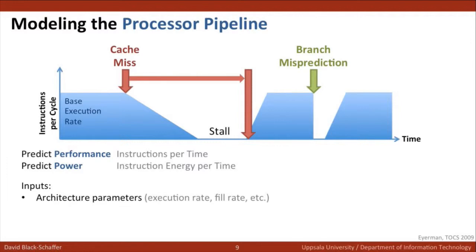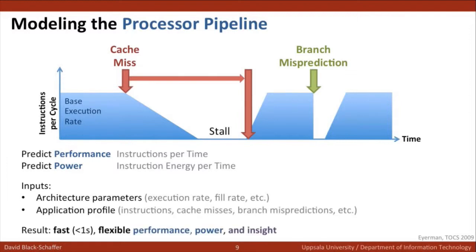And we need two different inputs in order to do this. The first is the architecture parameters. That is, what does the pipeline look like? What's the base execution rate? How quickly does it fill? How quickly does it empty? And the second one is the application profile. So from the application, what kind of instructions are being executed? How often do these cache misses and branch mispredictions occur?